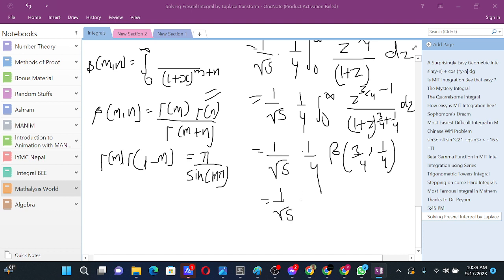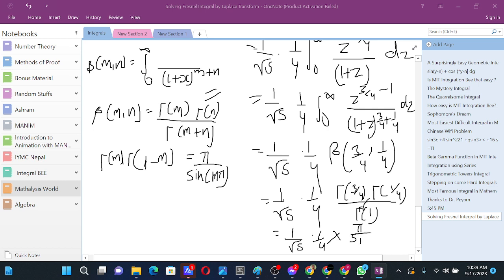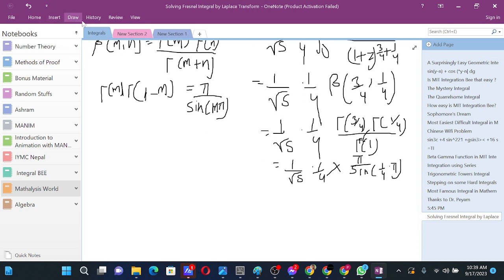So it's 1 by root s times 1 by 4 times gamma 3 by 4 gamma 1 by 4 over gamma 1. That's 1 by root s times 1 by 4 times pi over sine of 1 by 4 times pi, over gamma 1, which is just 1 since that's 0 factorial. Now we get 1 by root s times 1 by 4, and this will be pi by 1 by root 2.